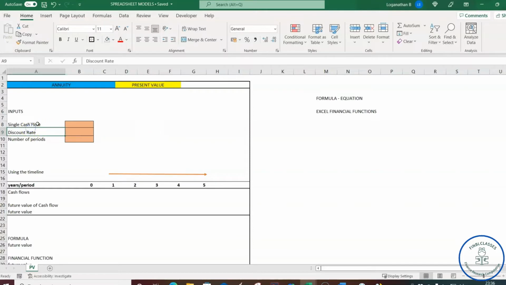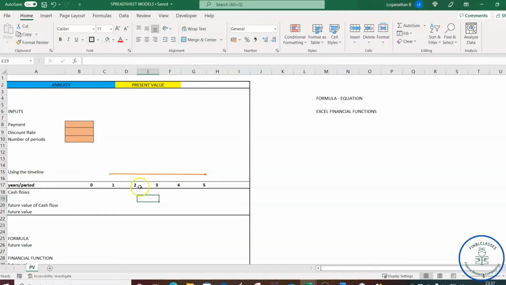Then here the input variable has to be changed. Here a payment has been made, a continuous cash flow. It's not a single cash flow, it's a cash flow annuity, right? So we put it simply as payment. Then the discount rate that they have given is 6%, and the number of periods is 5 years. And we are using the timeline, the same model.